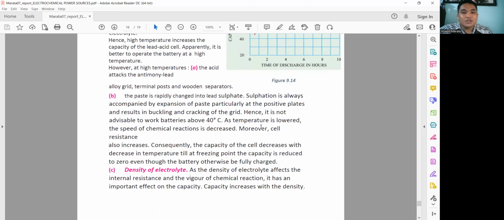As temperature is lowered, the speed of the chemical reaction is decreased. Moreover, cell resistance also increases. Consequently, the capacity of the cell decreases with decrease in temperature, till at freezing point the capacity is reduced to zero even though the battery may otherwise be fully charged.